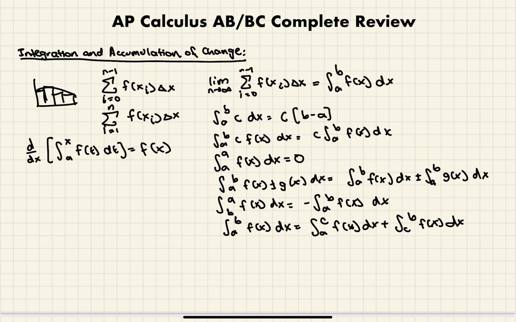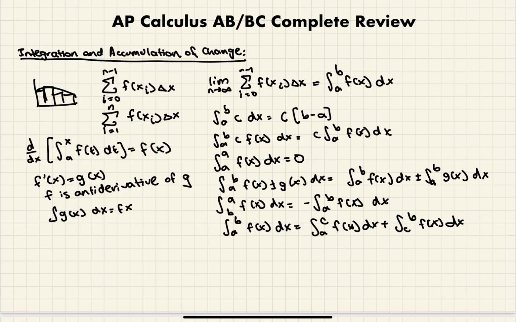And then an antiderivative is basically the opposite of a derivative. If f prime of x equals g of x, then f is an antiderivative of g. And we represent it with the integral of g of x dx is equal to f of x. This is an indefinite integral because you don't have the bounds.